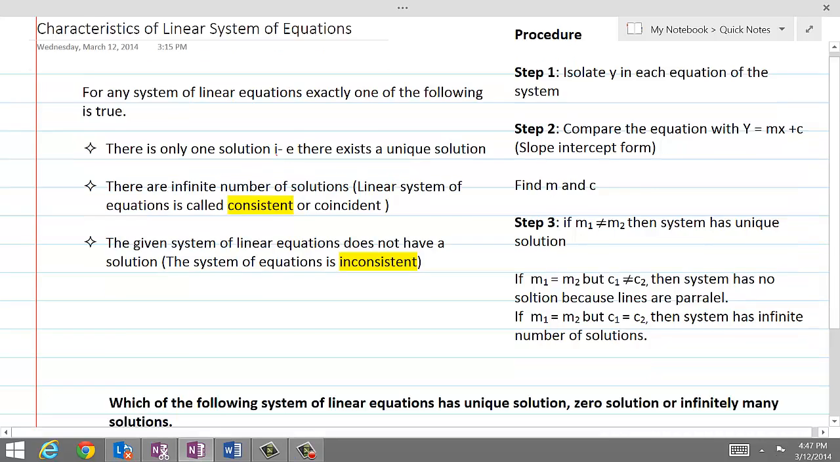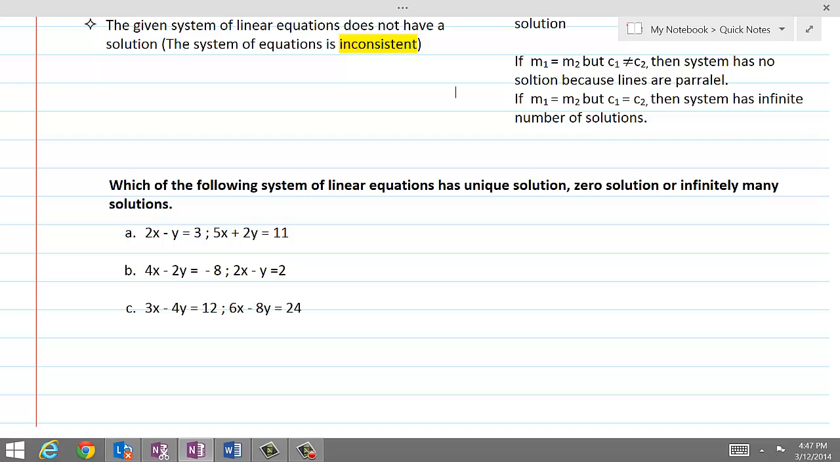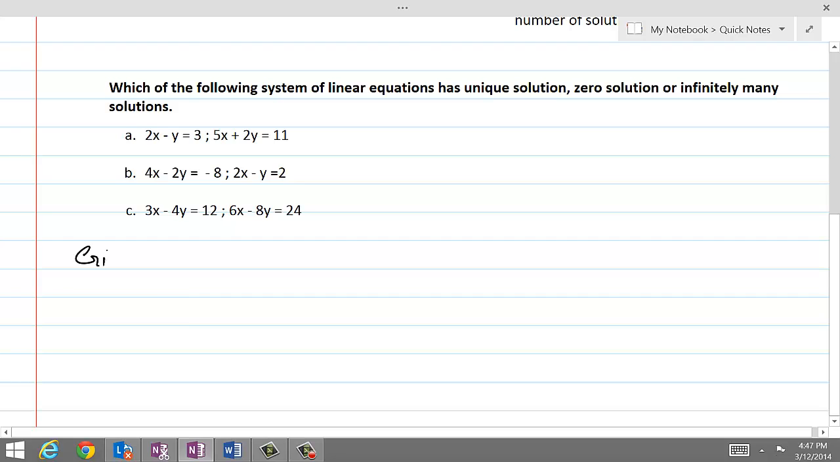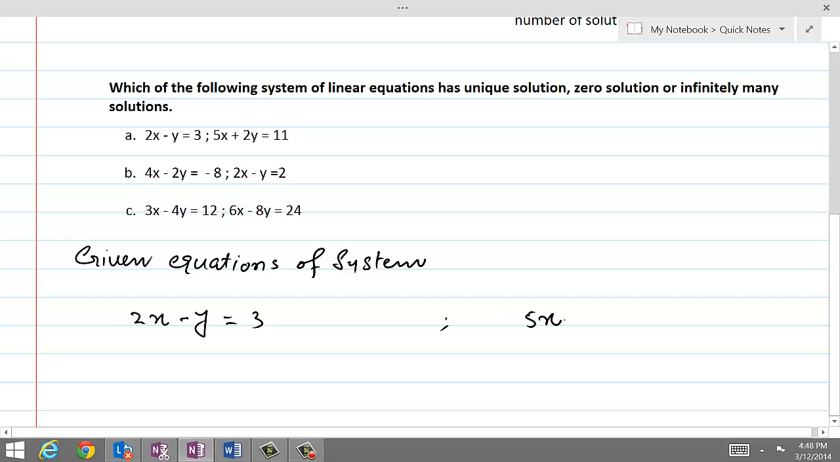Let's get started. Here we are dealing with the first system of linear equations in which two equations are given. Let's write each one of these equations separately. So given equations of system R. The first equation is 2x minus y equal to 3, and the second equation is 5x plus 2y equal to 11.